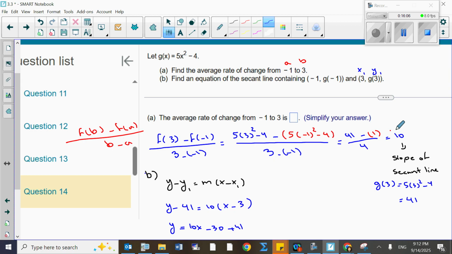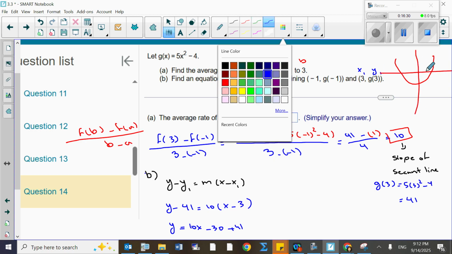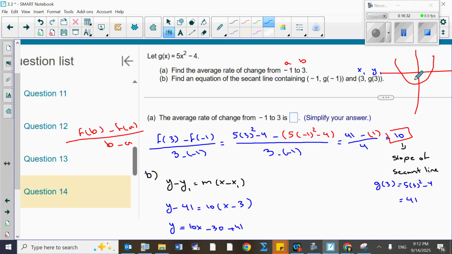The answer that you find here is average rate of change from -1 to 3, but at the same time, it's the slope of the secant line that is passing through these 2 points. So let me just show you this. Let's say this is my graph of 5x squared minus 4, something like this probably. So from -1 to 3, let's say this is -1, and somewhere around here, let's say this is 3.